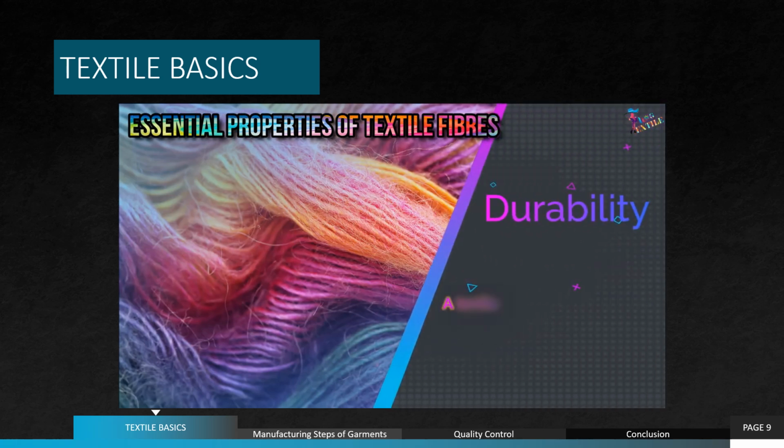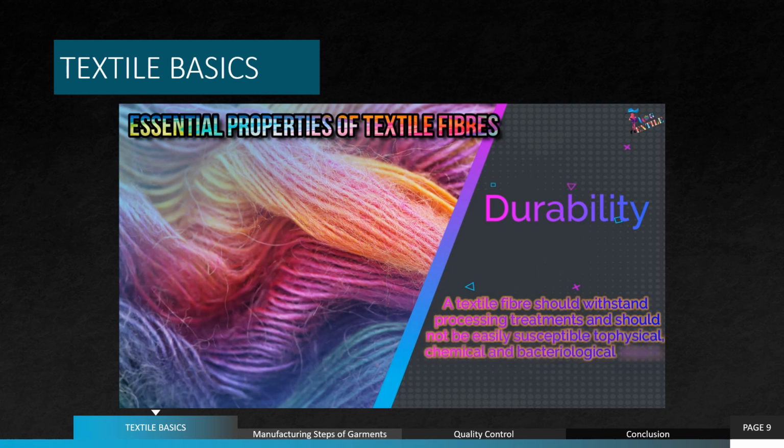Durability. A textile fiber should withstand processing treatments and should not be easily susceptible to physical, chemical, and bacteriological attack, which may result in damage and decomposition.